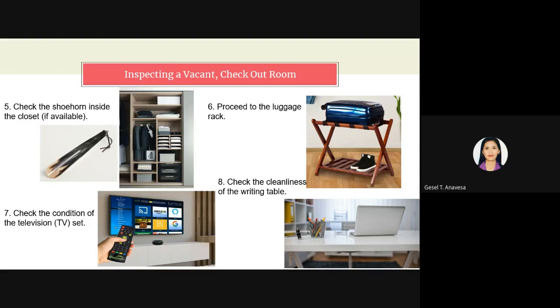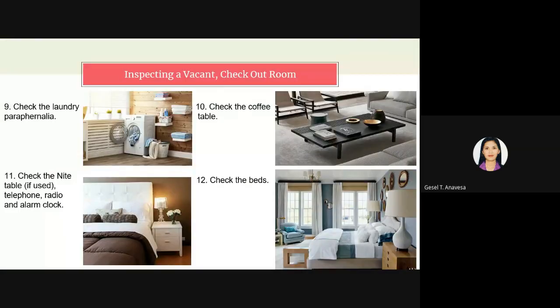Then check the condition of the TV set. Okay, check if it is still working or delayed, or even check the remote control if it is still working. And then check the cleanliness of the writing table. Check the laundry paraphernalia, the amenities in the laundry area. Check the coffee table. Check the night table if used. Okay, the telephone, the radio, the alarm clock, you need to check them. And then check the beds.